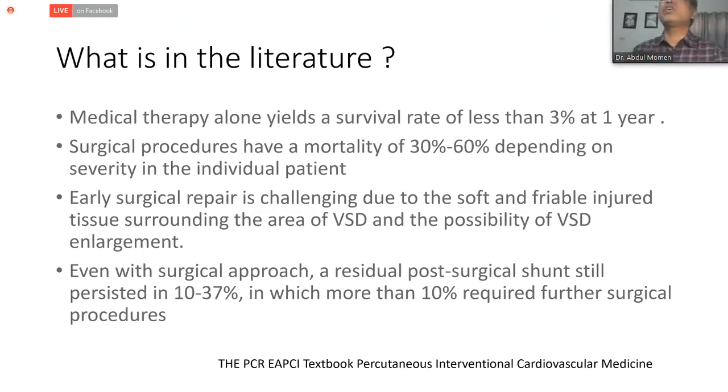With medical therapy, only 3% survival at 1 year. Surgical mortality is 30 to 60% depending on the severity. Early surgical repair is challenging. There is a chance of enlargement of the VSR. Even with the surgical approach, there is a residual shunt, 30 to 37%, and more than 10% require a further surgical procedure.